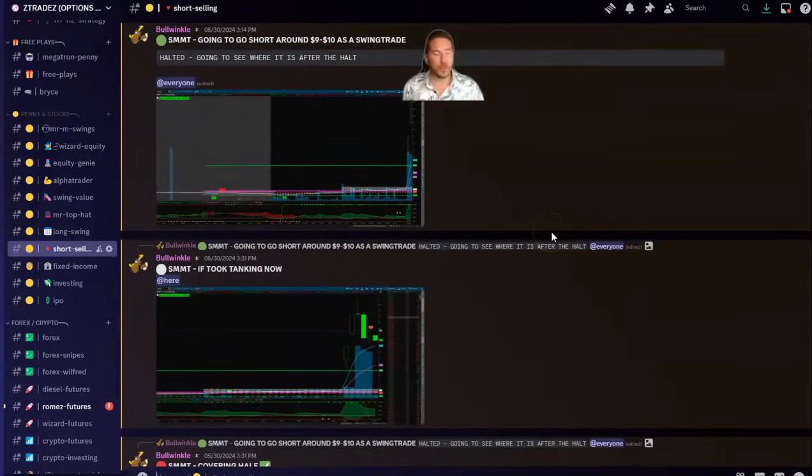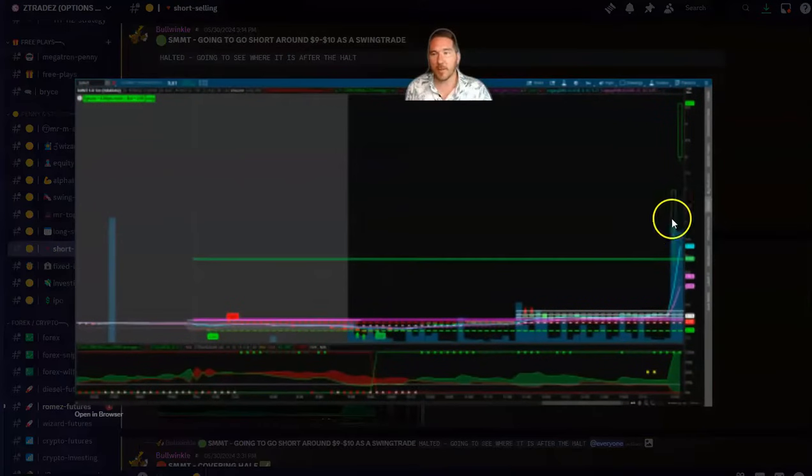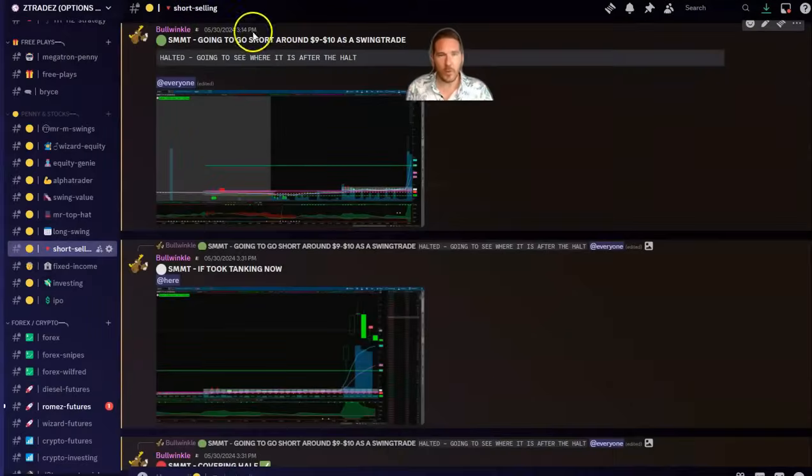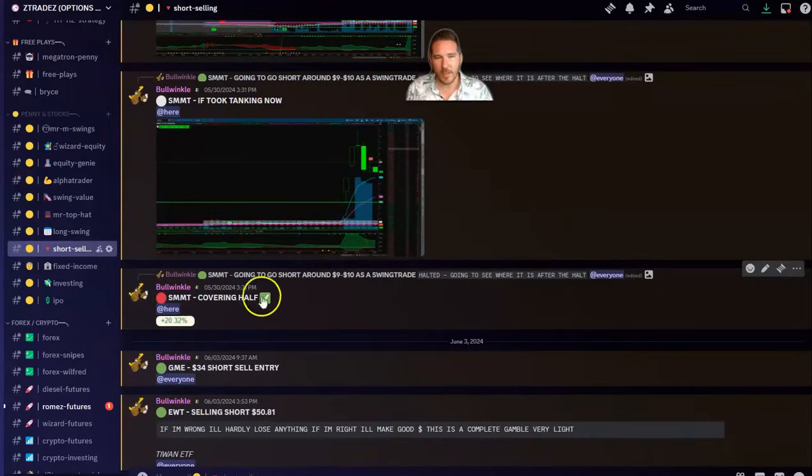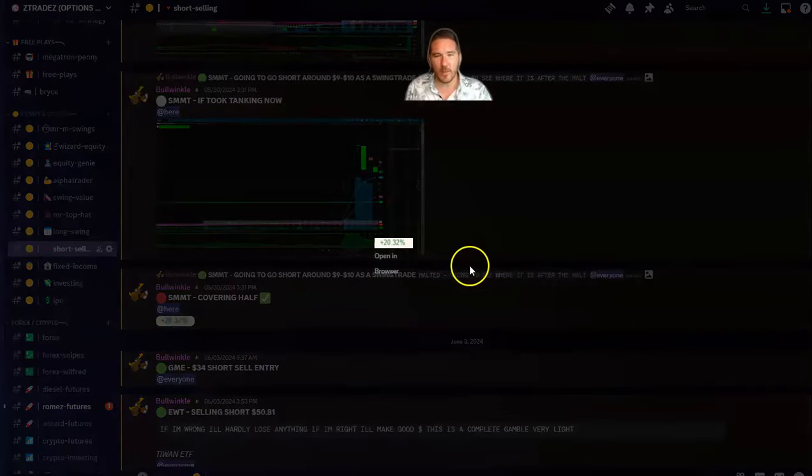Whenever you open yourself up to short selling, think of it this way: if I'm only playing the upside, I'm looking only in one direction. If I can play both sides, I now have double the opportunity, so to speak. SMMT blasting on news this day. I went ahead and went short at 314, 331, pretty much 15 minutes later, 20%.